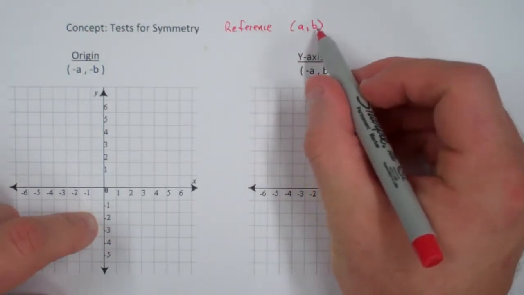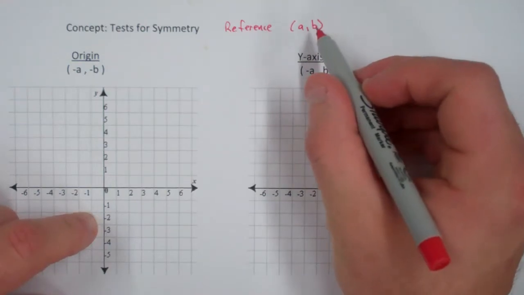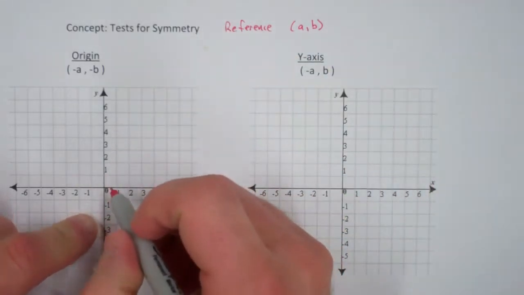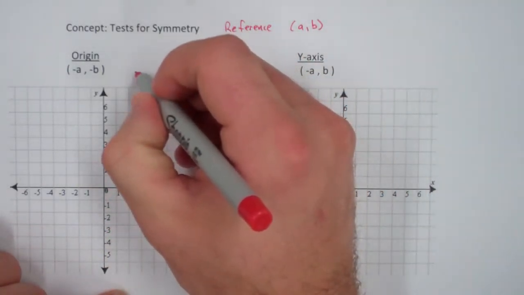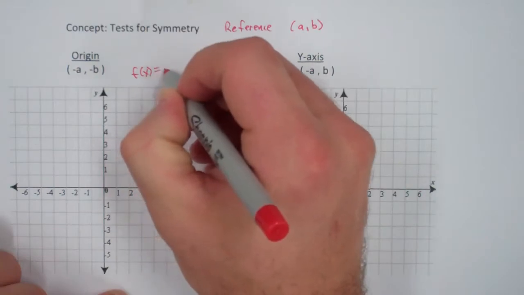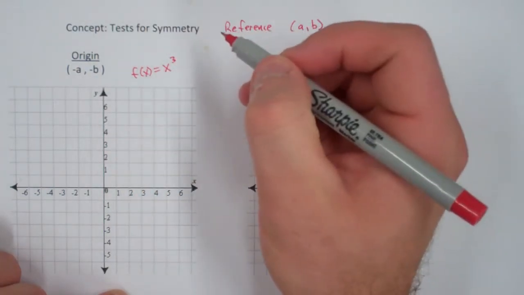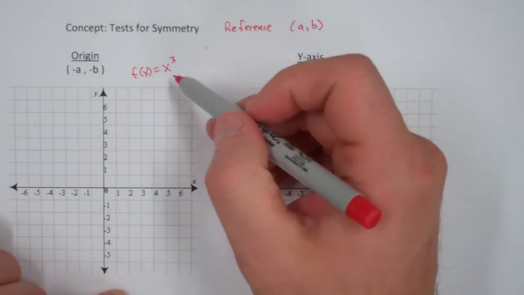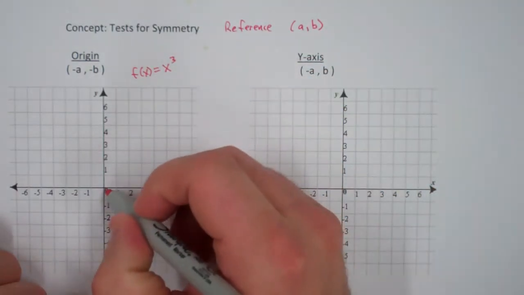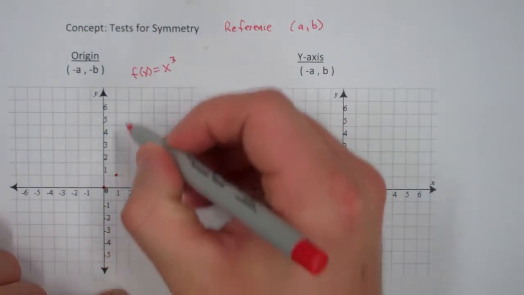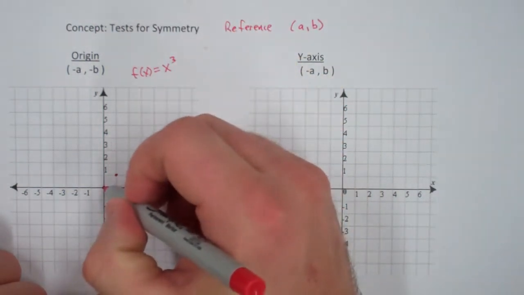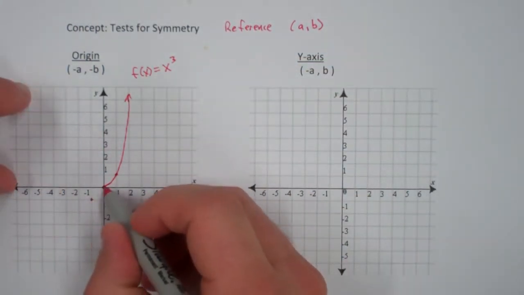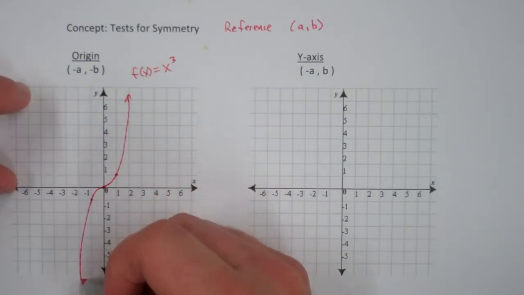So a will be the x and b will be the y. For the origin, this is rotational symmetry, and let me give you a function here. We'll go f of x is equal to x to the 3rd power, or y is equal to x to the 3rd power. This function has symmetry about the origin. Let me graph this for you real quick. This is going to look a little bit like this, and then we're going to come over the top and come down this way.